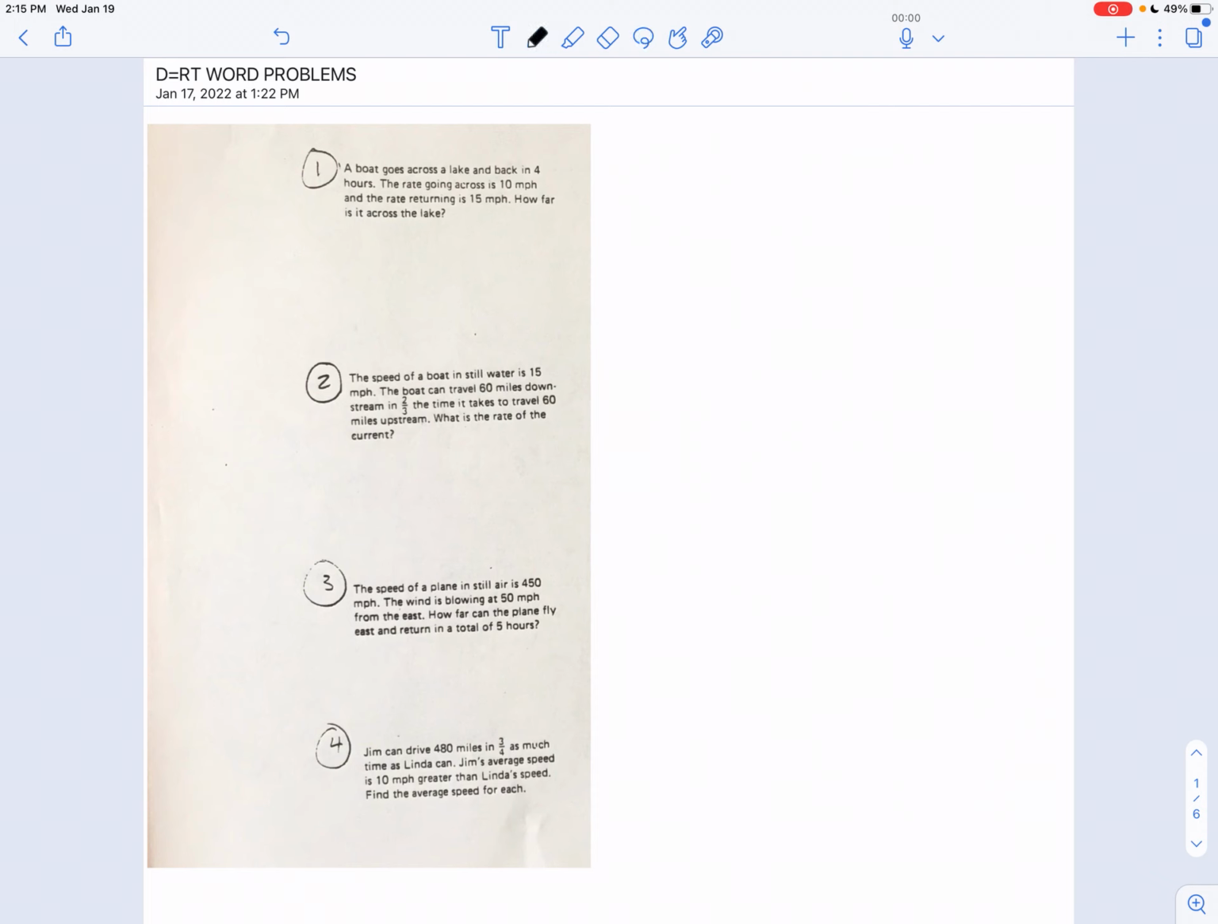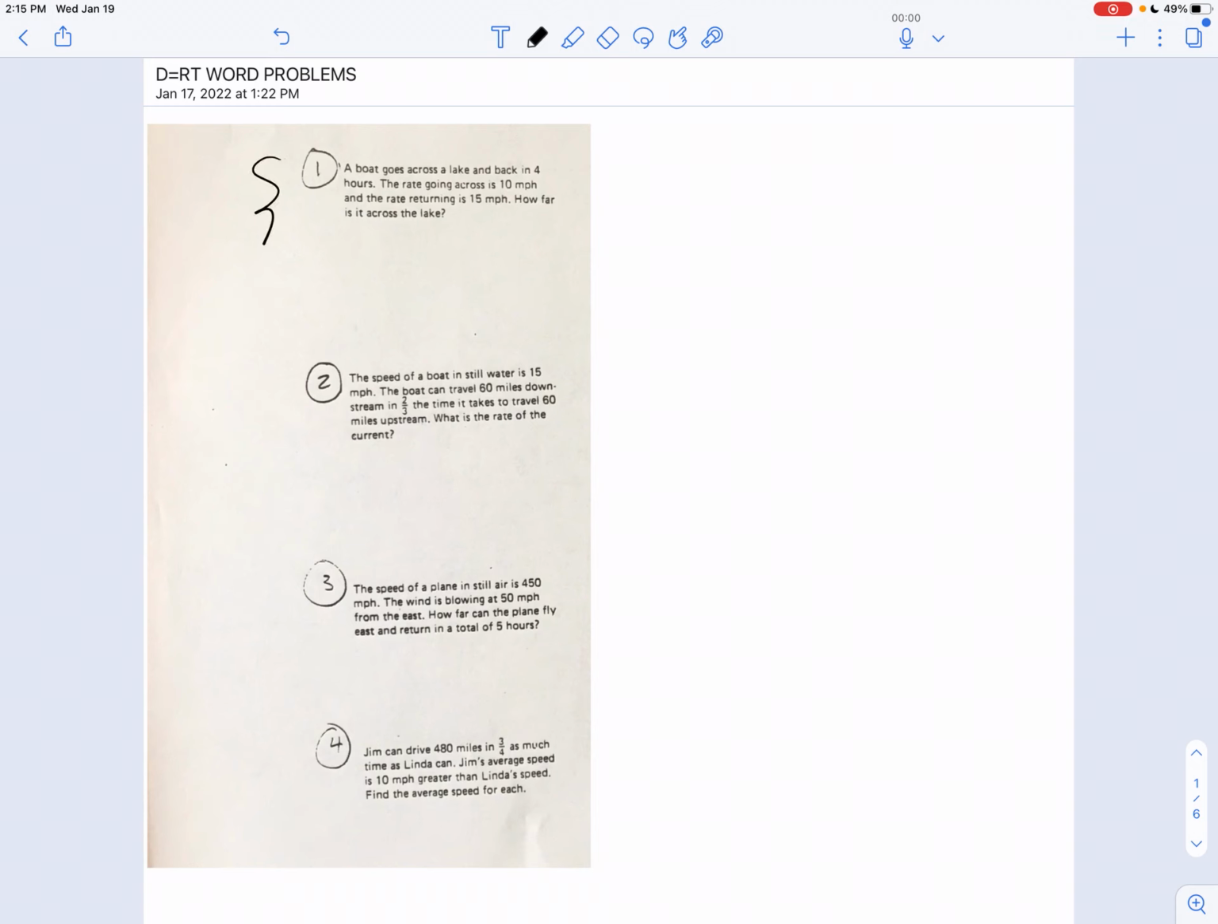So here's how I work this out. I have 4 word problems here that I just took out of a book that are examples of distance equals rate times time work. These are chartable problems. We're going to draw a chart to do these. So here's what's going to happen.